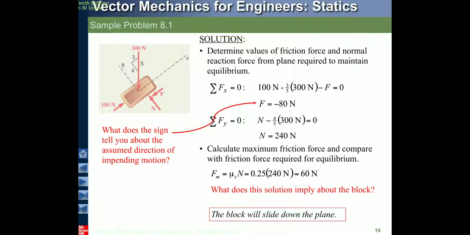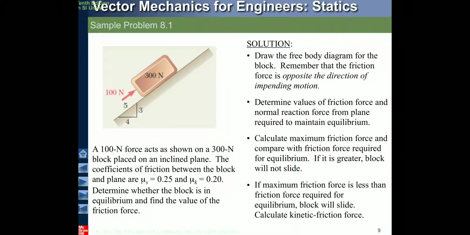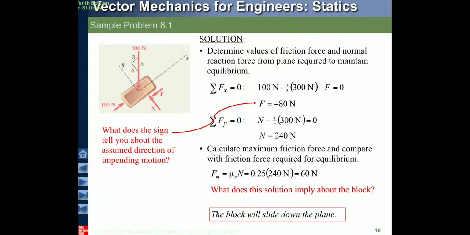Then let us find sigma Fx and sigma Fy, that means the sum of all horizontal forces and the sum of all vertical forces. So the sum of all horizontal forces: this 100 Newton towards right, so I put plus. Then this friction force will be minus. Then the horizontal component of the 300 Newton force: horizontal component means 3 by 5, 3 is the horizontal component and 5 the hypotenuse. So 3 by 5 into 300. Okay, so we will get a value of F equal to minus 80. Minus 80 means it is acting towards left.